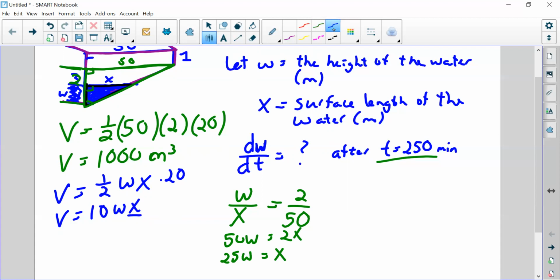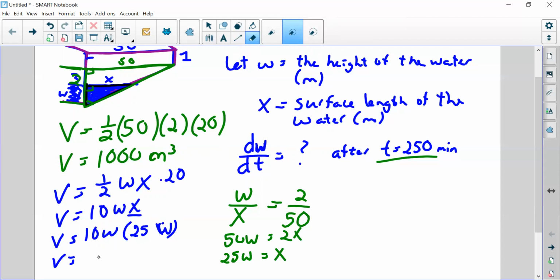So I would go over to this equation. Notice I haven't done any calculus yet. This is all algebra and geometry. And I'm going to replace X with 25W. So V is now equal to 250W squared.